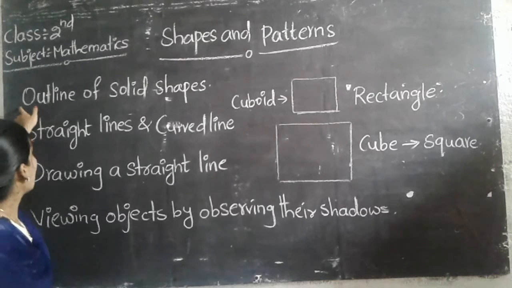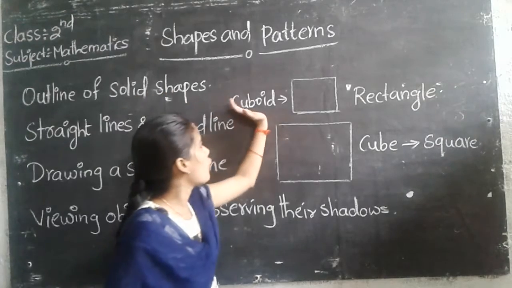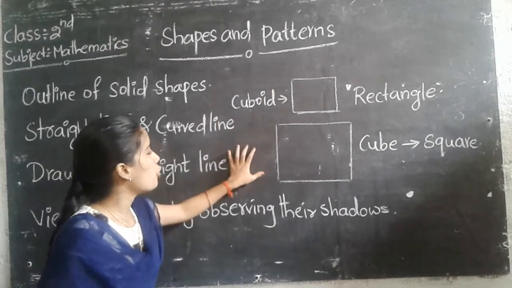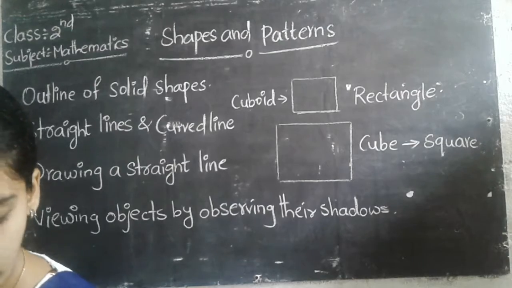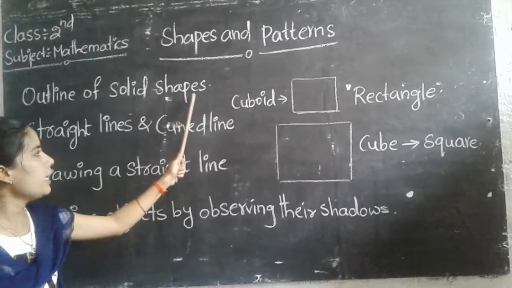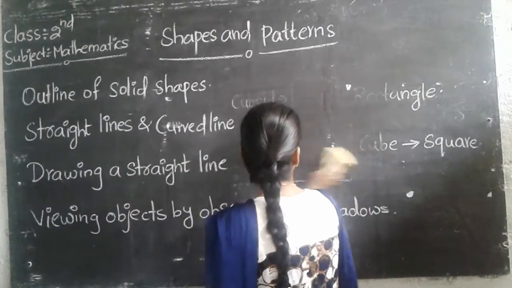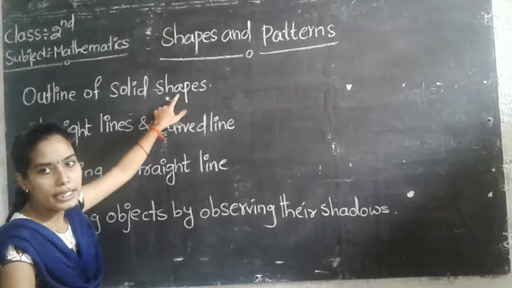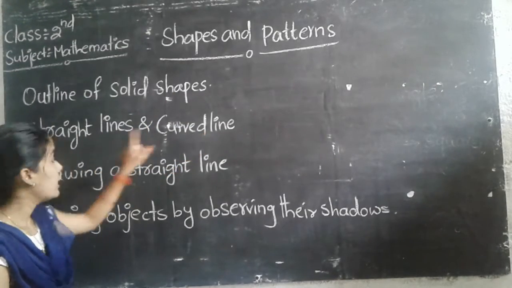So, like this we have to know about the outline of given solid shapes. What do we get if we draw the cuboid? We get the rectangle. In the same way, if you draw the cube, we get the shape square. This is about cube and cuboid, that means outline of solid shapes. First one is over, children: outline of solid shapes. And the next one is straight lines and curved lines.